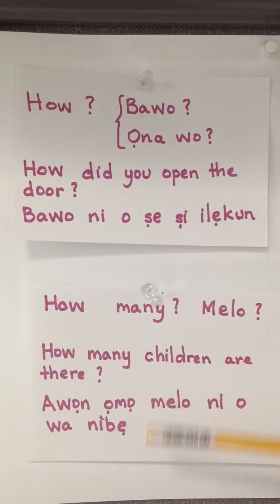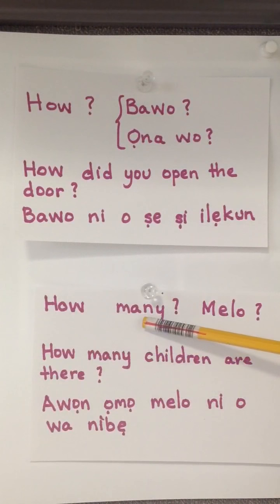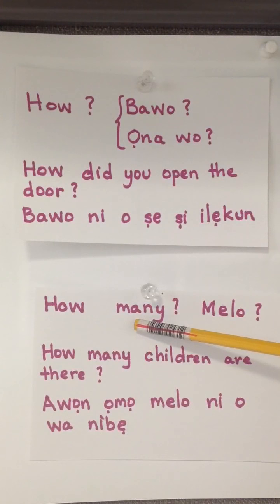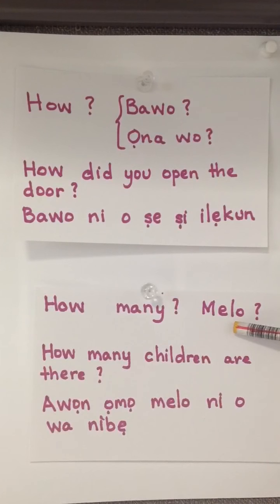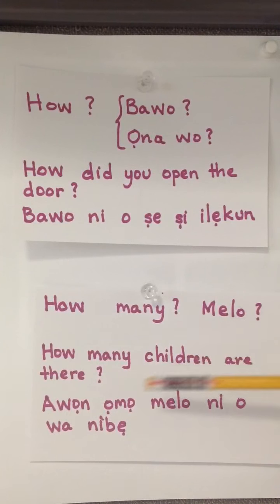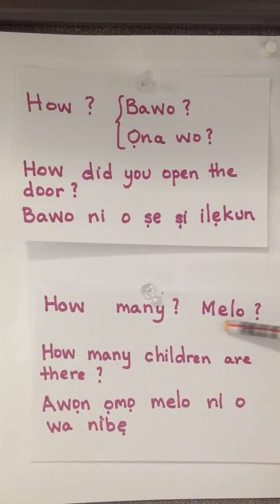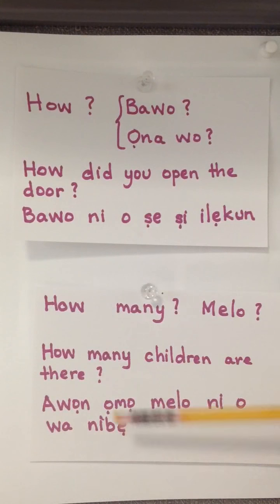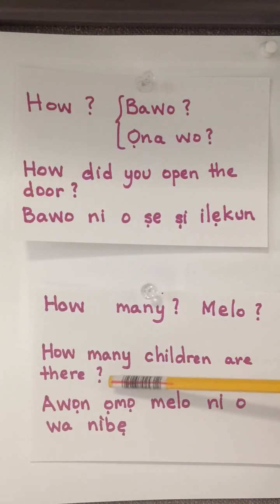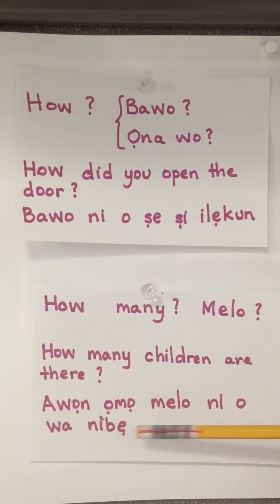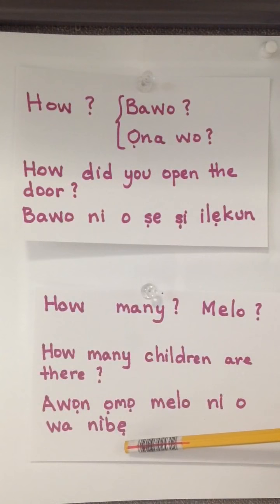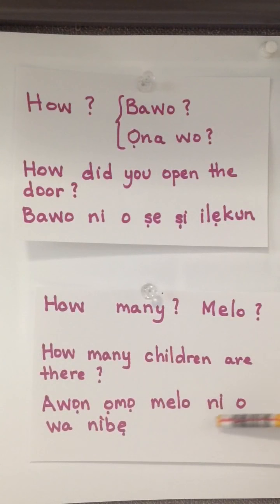Okay? We can also ask, how many? That is, in Yoruba, mélòó. So we can ask, how many children are there? That would translate to, àwọn ọmọ mélòó ni ó wà níbẹ̀?